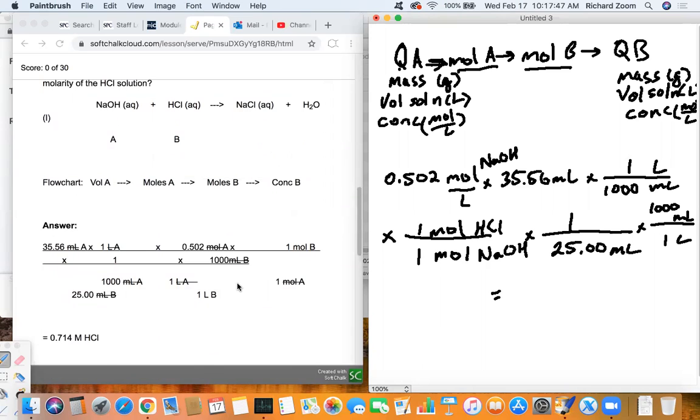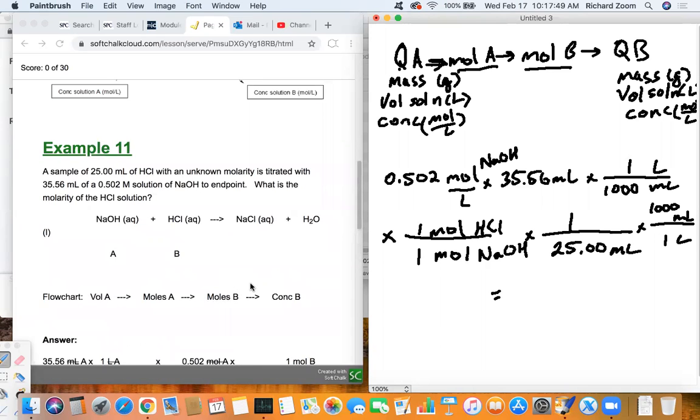Which is 0.714 molar HCl. All right, so with this one, you'll notice we don't do that whole flip thing because we're looking for concentration. We're not dividing by concentration. So to get to concentration, we take the moles and divide it by the volume. To divide it by the volume, I'm doing times 1 over the volume.